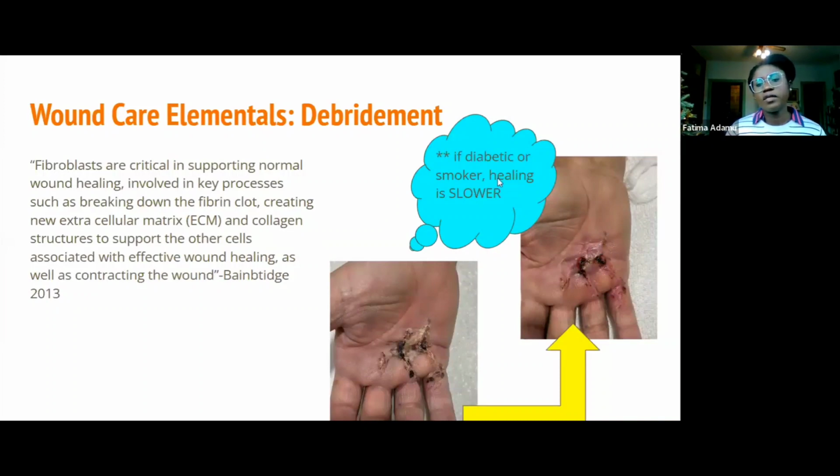Now, it's important to keep in mind that if the patient is diabetic or a smoker, healing will be slower. So the graphic I showed earlier of the phases of wound healing, if you notice that the patient is healing much more slowly, it could be because of a lack of nutritious diet, right? Because your body needs nutrition to heal, but it could also be because they have diabetes or because they smoke. Those will affect wound healing as well. Yeah, cleaning and debriding the wound is very important.